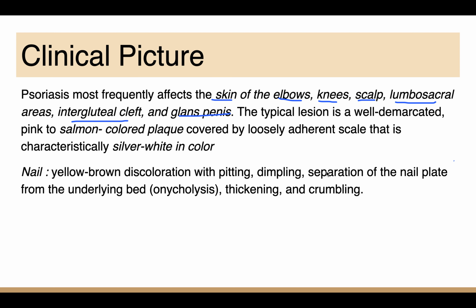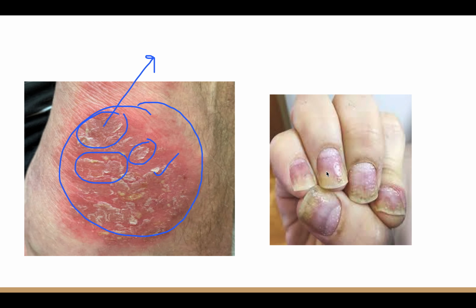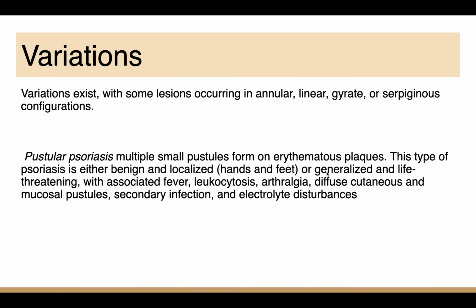Then other areas which can be involved are the nails. In nails you can see yellow brown discoloration with pitting and dimpling, so much so that it can lead to separation of the nail plate from the underlying bed, which is known as onycholysis. Thickening or clumping can also occur.